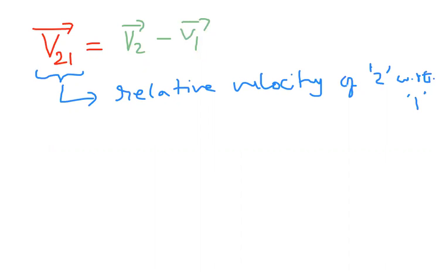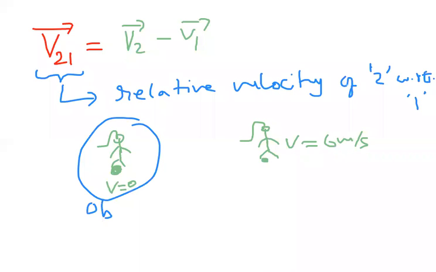Because a person, suppose myself, I am at rest here and observing another person. So that person is moving with some velocity here. I am at rest, here my velocity is zero, but he is going with 6 meter per second. So I will be thinking, what is my observation? I am the observer here. He is 2. I am 1. So 2 with respect to 1. What is the velocity of this person? I can tell he is moving with 6 meter per second, because I am at rest.